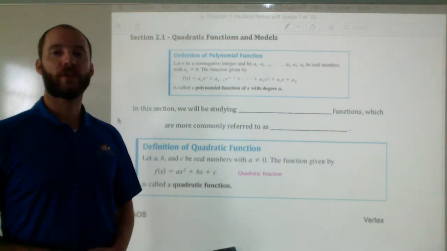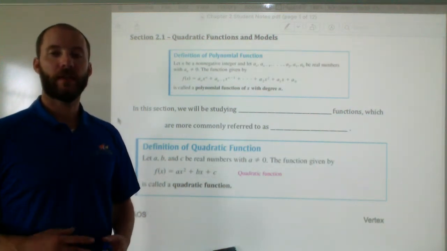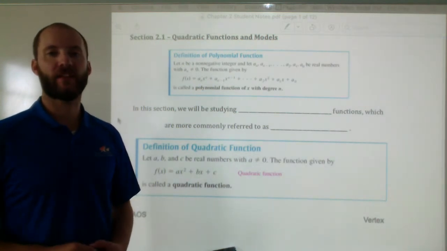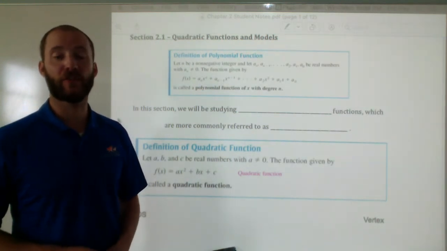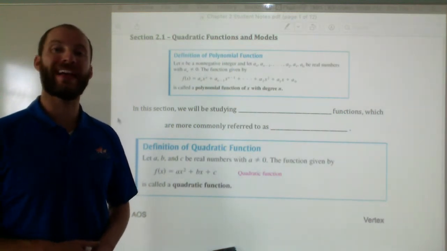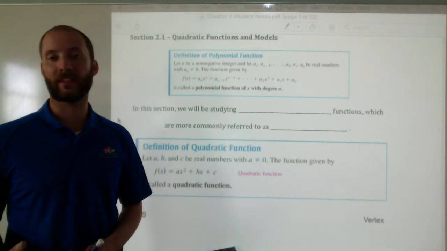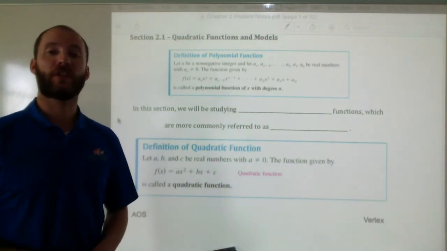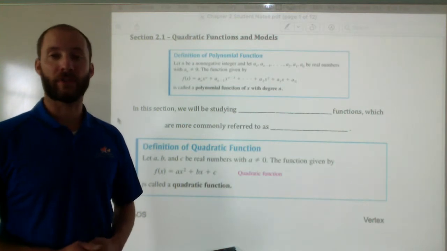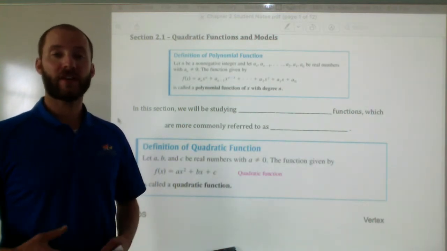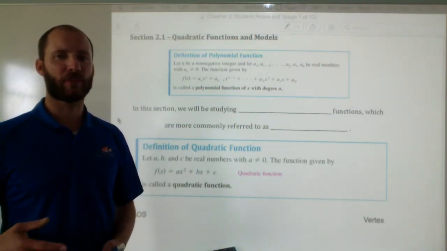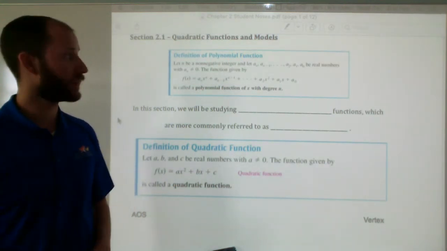Chapter 2, Section 1, Quadratic Functions and Models. In Chapter 2, we're moving out of that linear stage and into polynomial and rational functions. So polynomials, we're looking at x raised to the power of n. That could be x to the second, x to the third, x to the fourth. We're also looking at rational functions, so 1 over x to the power of n. We're going to start kind of at the beginning of the polynomial functions, one up from linear, looking at quadratics.